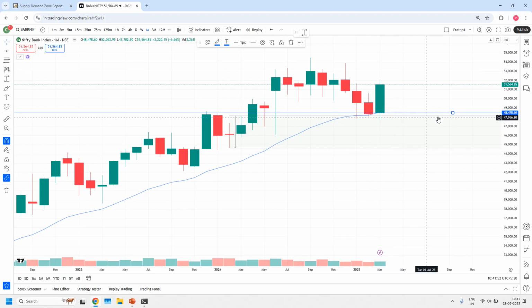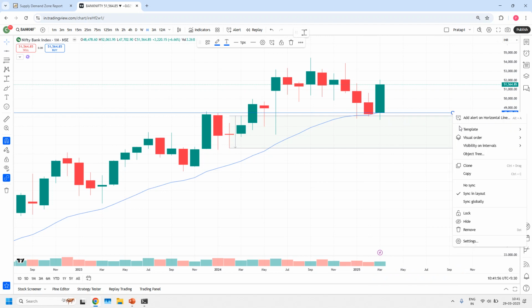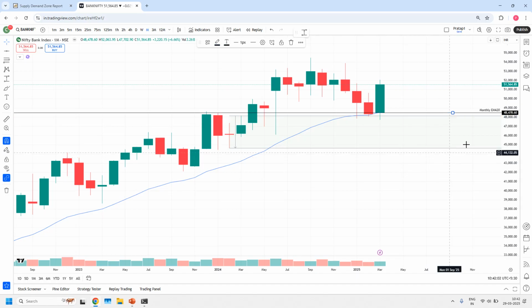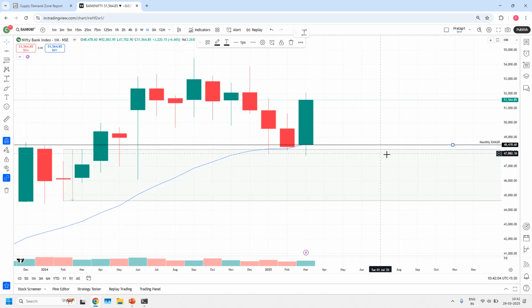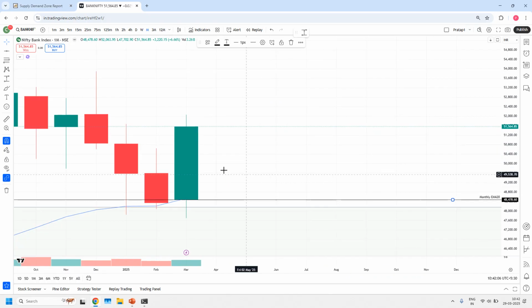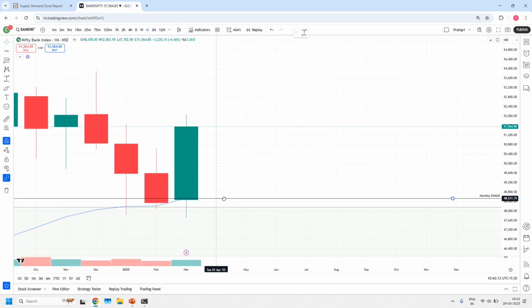Somewhere here monthly EMA is there. This is a monthly EMA 20. MEMA 20 means monthly EMA 20. A little above. Okay. Fine.